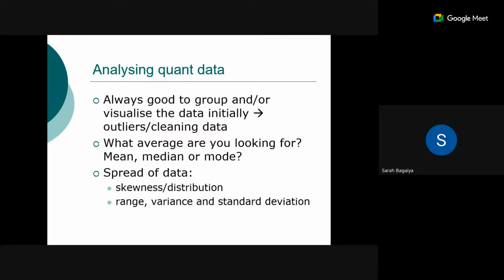Are we looking for the median? Are we looking for the mode? We need to look at the spread of the data. We need to look at the range of the data, the lowest figures, the highest figures. Just look at what the data is saying before we actually get into analysis. We look at the variance and the standard deviation.